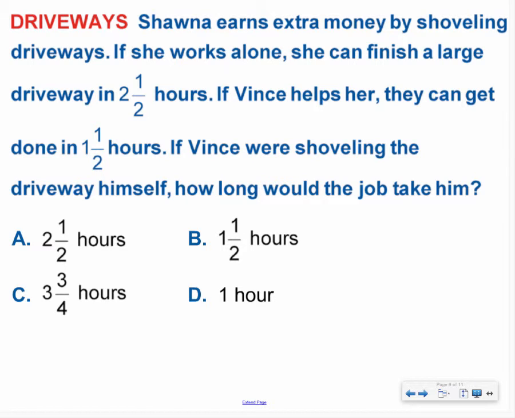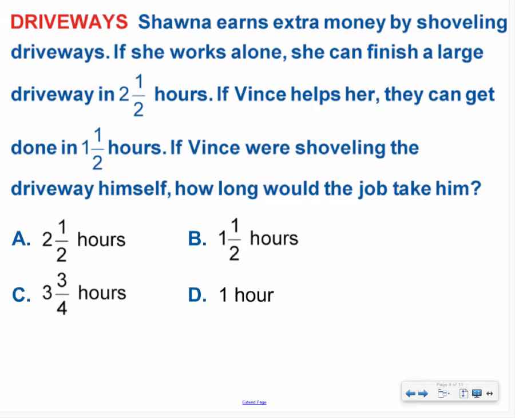Alright, driveways. Shawna earns extra money by shoveling driveways. If she works alone, she can finish a large driveway in 2.5 hours. If Vince helps her, they can get it done in 1.5 hours. If Vince were shoveling the driveway himself, how long would the job take him?